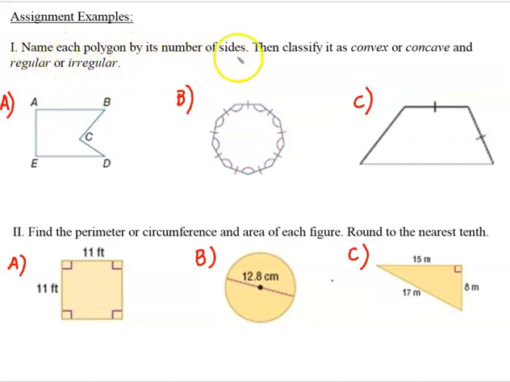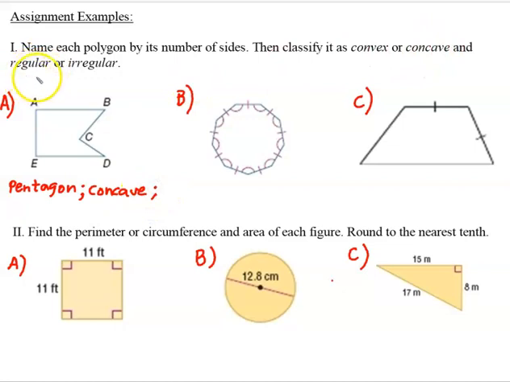Name each polygon by its number of sides. Okay, so let's do that first. A polygon, this has 1, 2, 3, 4, 5. So a polygon with 5 sides is called a pentagon. So that'll be answer number 1. Then classify it as convex or concave. Well, we notice that 2 lines intersect on the interior, and so this is called concave. All right, that's answer part 2.